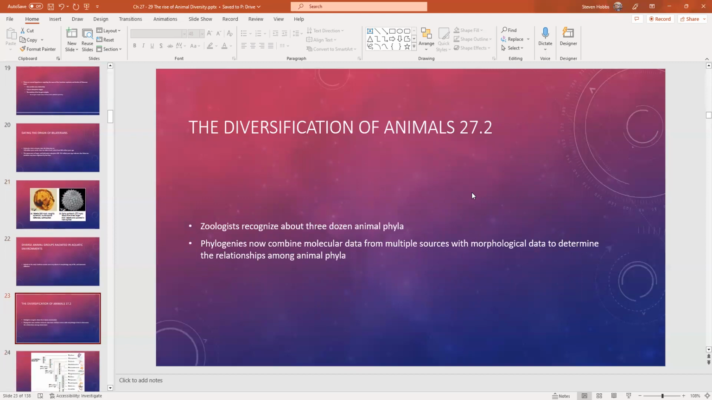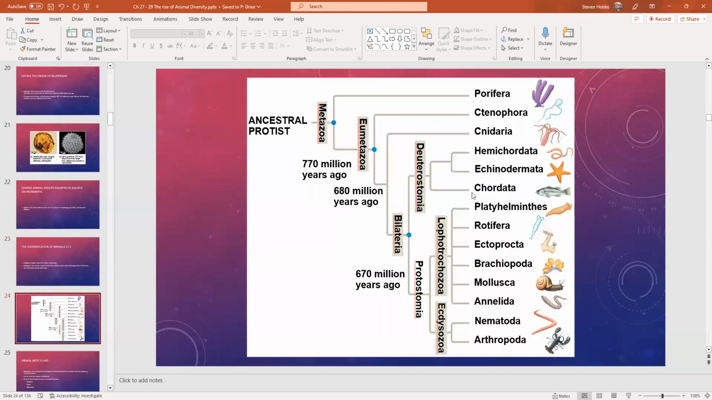So zoologists recognize about 36 animal phyla. Phylogenies now combine molecular data that we've found from multiple sources with the morphological data as well. So you start looking at how are they shaped? Why are they shaped the way they are? And then we also look at the molecular data such as RNA and DNA. We find that the similarities between those two then allows a better type of classification. So they look a bit like this.